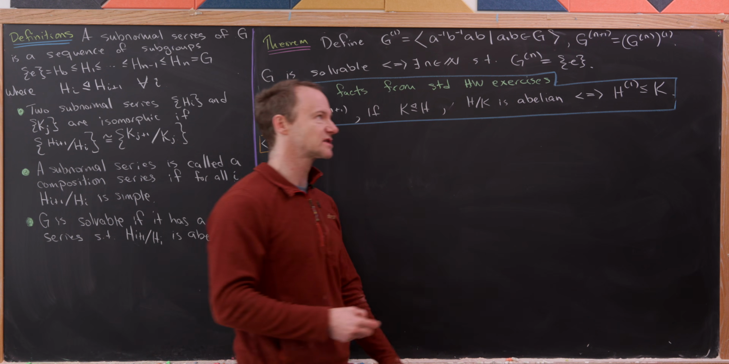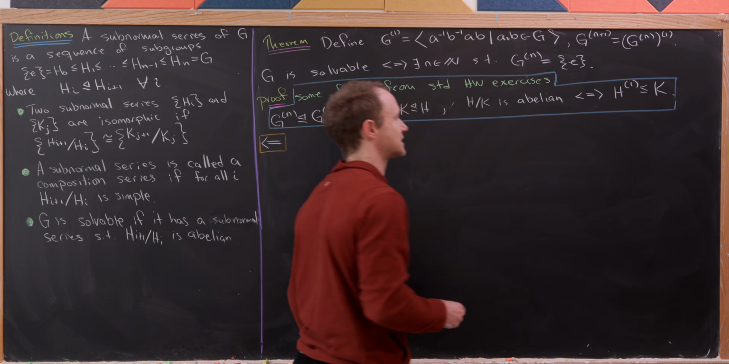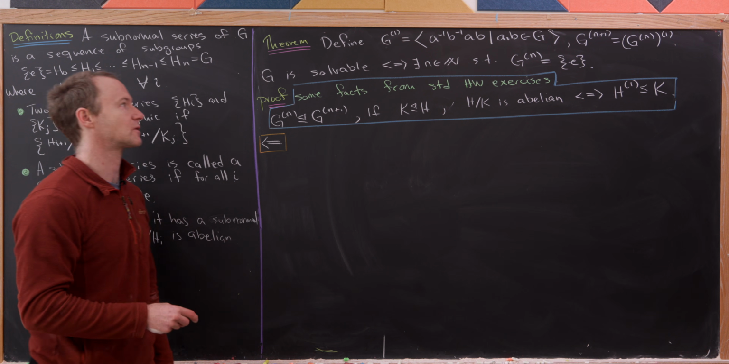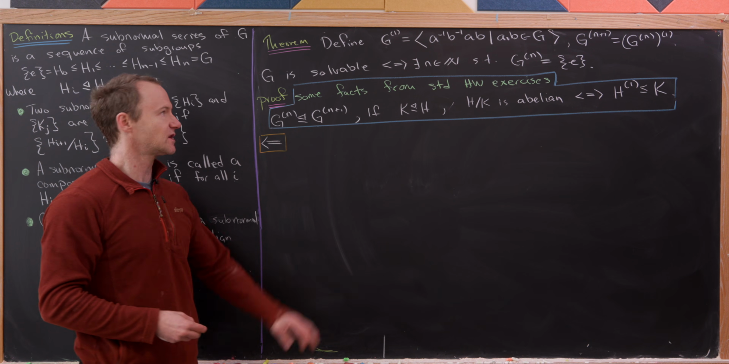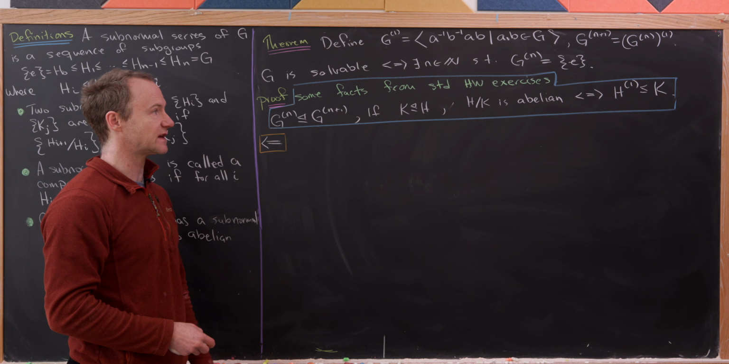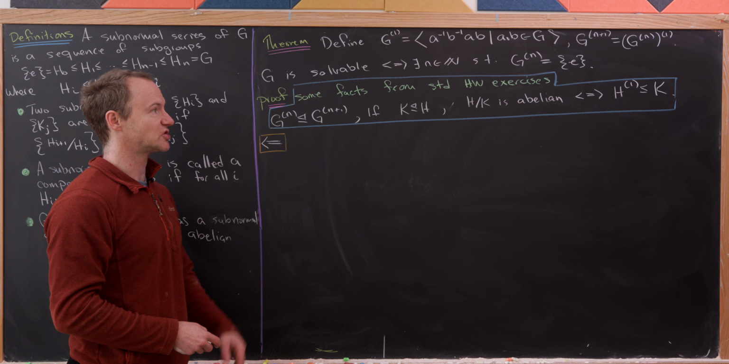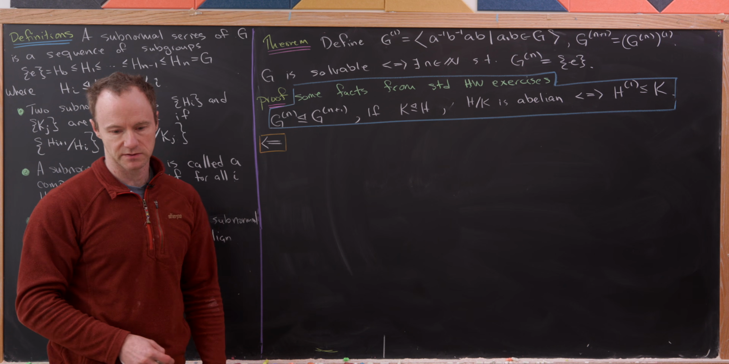And then we can recursively define G upper n plus 1 as G upper n upper 1. And now the result says that G is solvable if and only if there is an n where G upper n is the trivial group.